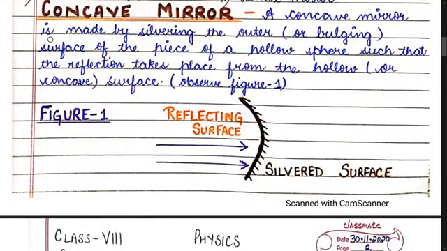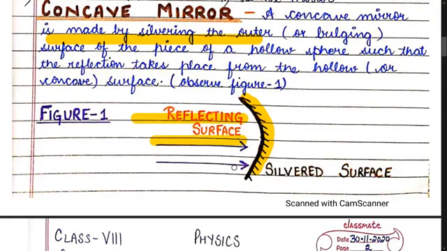Students, a concave mirror is made by silvering the outer or bulging surface. So we are silvering the outer part. A concave mirror is made by silvering the outer surface of the piece of a hollow sphere such that the reflection takes place from the hollow surface of the concave part.